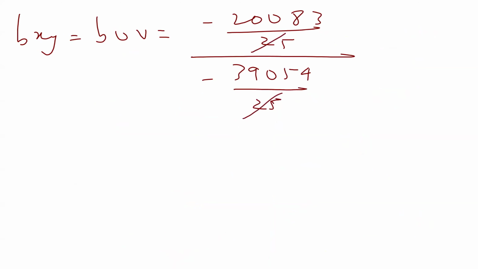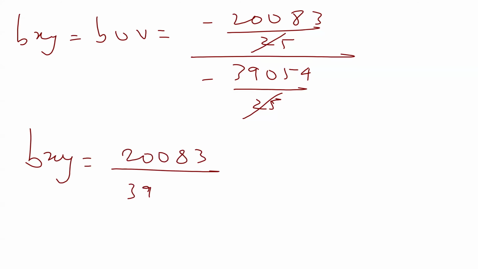Okay, so this is getting cancelled. So bxy is equal to 20083 upon 39054. Let us divide and see what value we are getting. So 20083 divided by 39054. It is almost 0.5142.